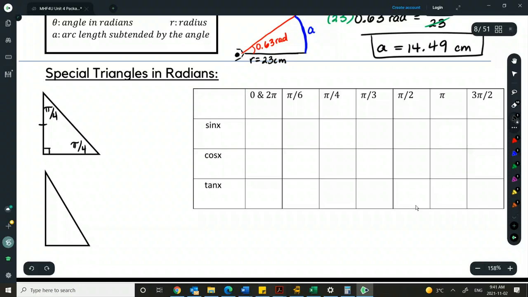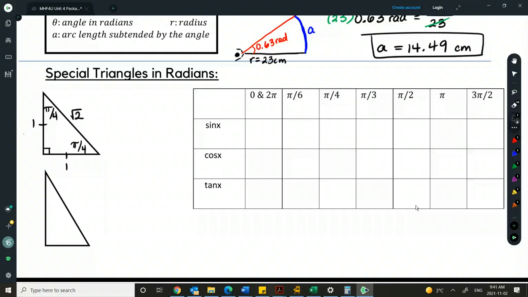Does anyone remember what the 45, 45, 90 triangle side ratios were from last year? Taking it back. Athena? Was it 1, 1, not 2, very close. Billy? Root 2, yes. And if you can't remember, you can always plug in 1 and 1 into the Pythagorean theorem and solve for the hypotenuse.